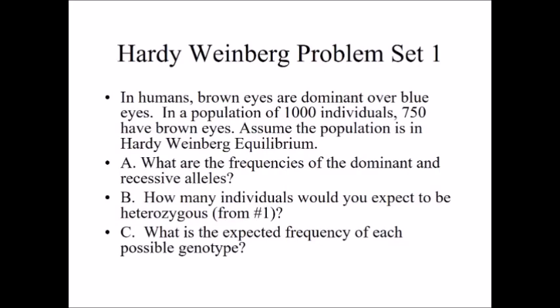It says, in humans, brown eyes are dominant over blue eyes. And that's an oversimplification, but let's go with it for the problem. In a population of 1,000 individuals, 750 have brown eyes. Assume the population is in Hardy-Weinberg equilibrium. Part A, what are the frequencies of the dominant and recessive alleles? Part B, how many individuals would you expect to be heterozygous? And Part C, what is the expected frequency of each possible genotype?